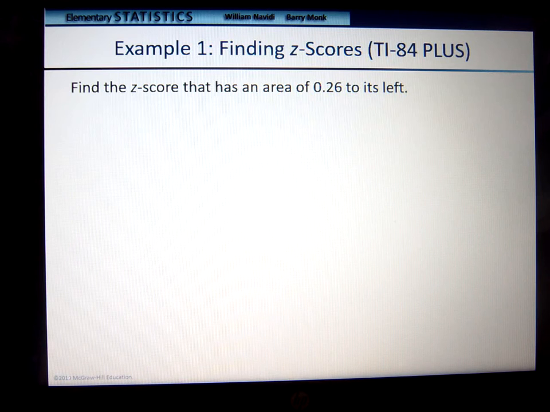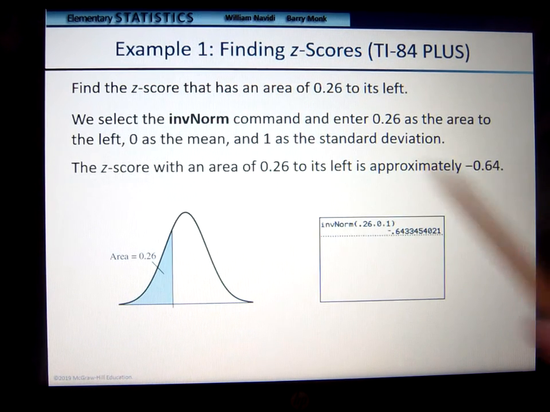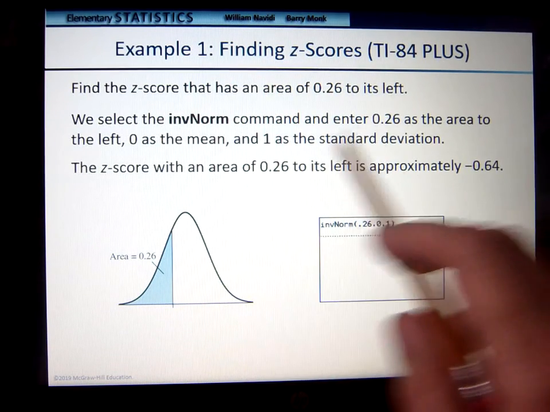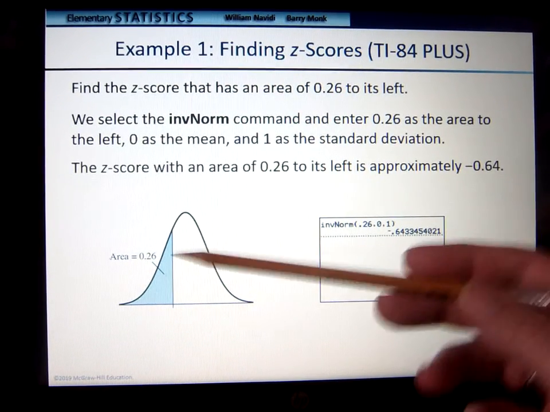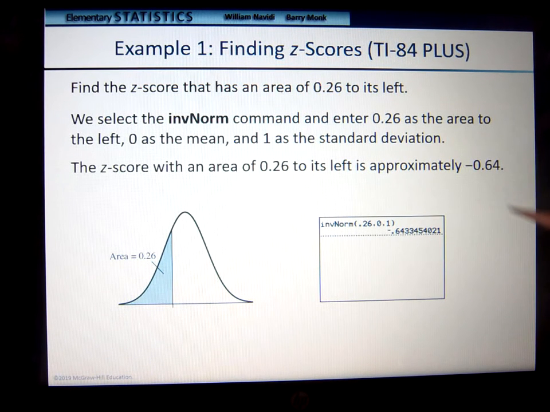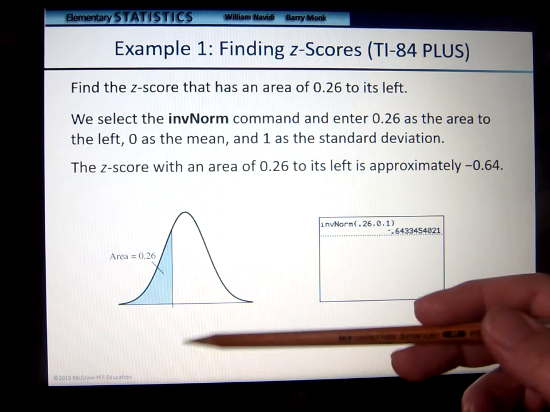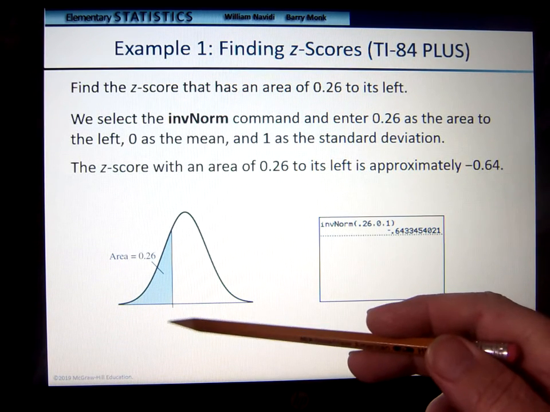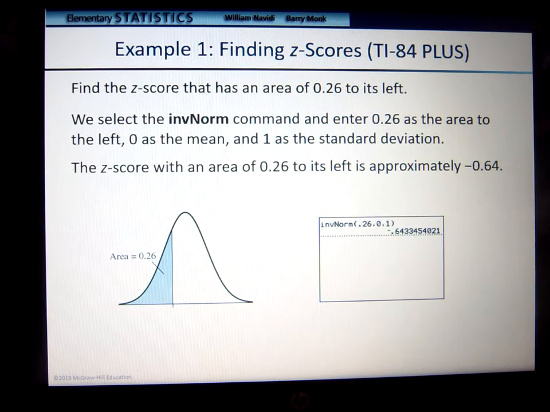Find the z-score that has an area of 0.26 to the left. We're going to hit the invNorm command, enter 0.26, and we will get approximately negative 0.64, our z-score. Okay, so our z number right here is negative 0.64.